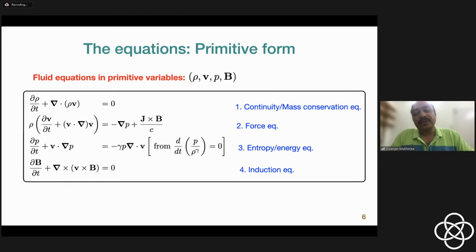Now, I will talk about a special class of simulations based on the Godunov scheme. So I'll discuss that. For going on to that, I just wanted to flash this set of equations which you must have learned now from your fluid dynamics course.